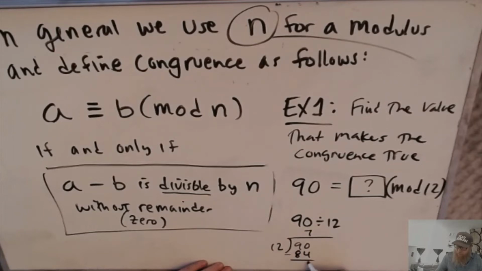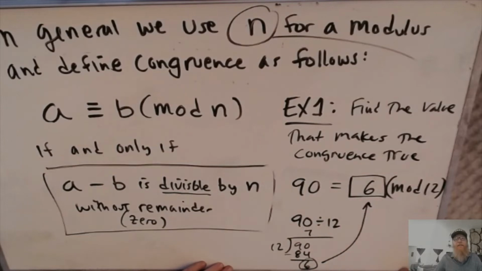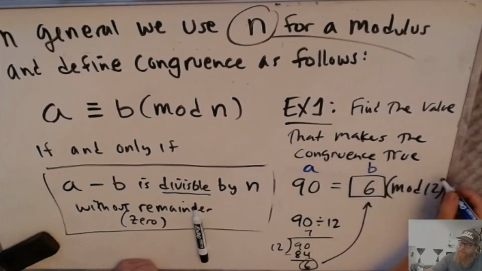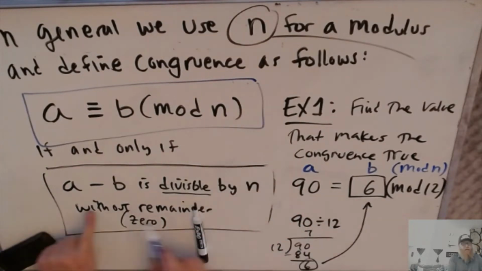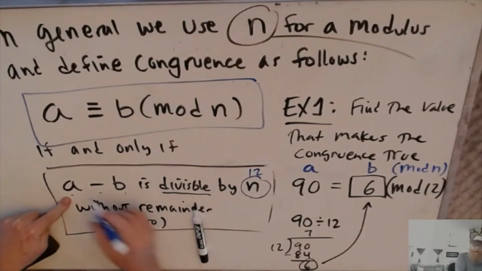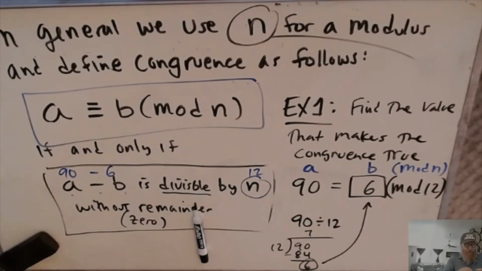84. Remainder 6. So that means the remainder is 6. And you can easily check. This is A, this is B. Using this definition here, to check your answer, make sure that A minus B is divisible by 12. So what do we have? 90 minus 6 better be divisible by 12, otherwise something is wrong here, with no remainder.